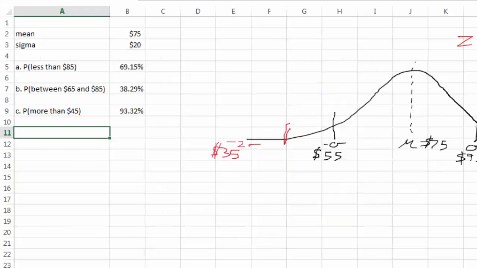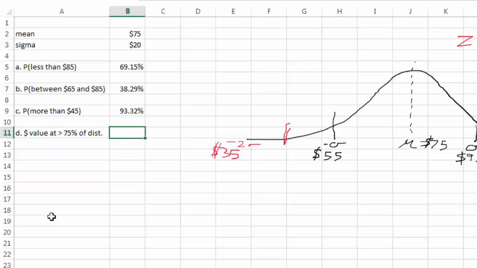Okay, now we're moving on to D, and D says find the dollar amount such that 75% of all customers spend no more than this amount. Okay, interesting. I'm kind of doing the opposite now. We're not taking a dollar amount and finding a probability. We're taking a probability and finding a dollar amount. But let's write down what we're looking for, as always. And what I'm looking for is the dollar value at greater than 75% of the distribution.